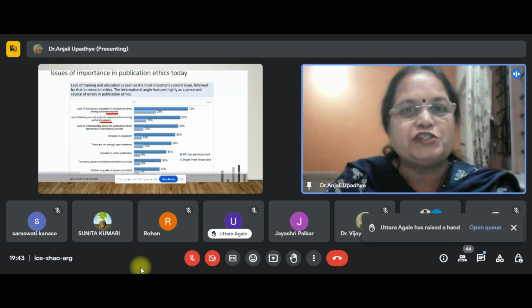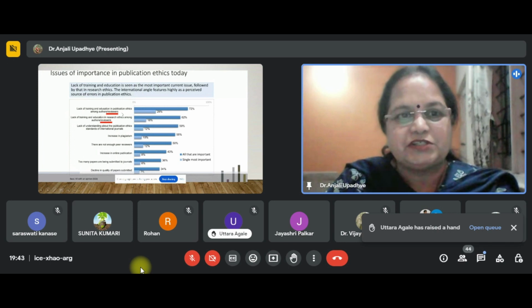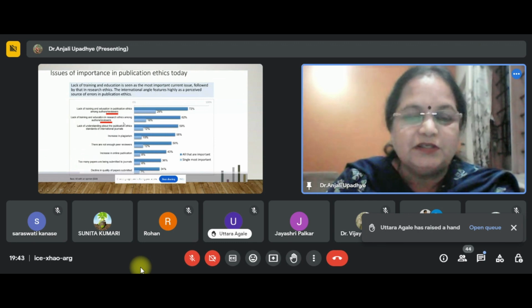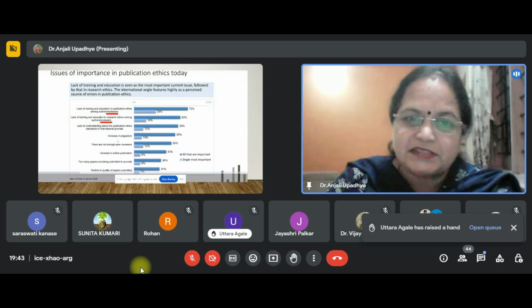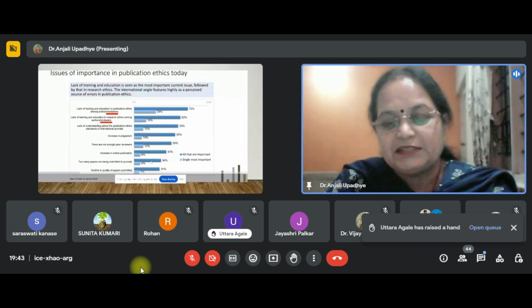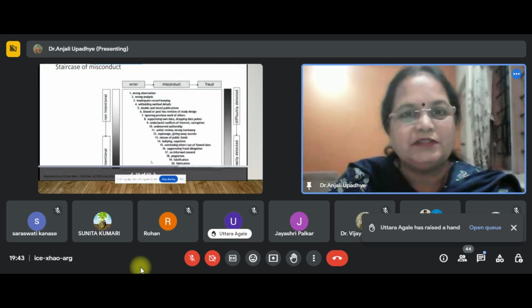So what are the important issues in publication ethics today? There is a lack of training and education in publication ethics for authors and reviewers. The publishers are also involved. There are so many authors, so what is the hierarchy of those authors? This is an issue. Plagiarism is an issue. Again, a lack of peer reviewers is an issue because of the increase in online publications. These are some of the issues, and all of them are covered by the COPE guidelines.